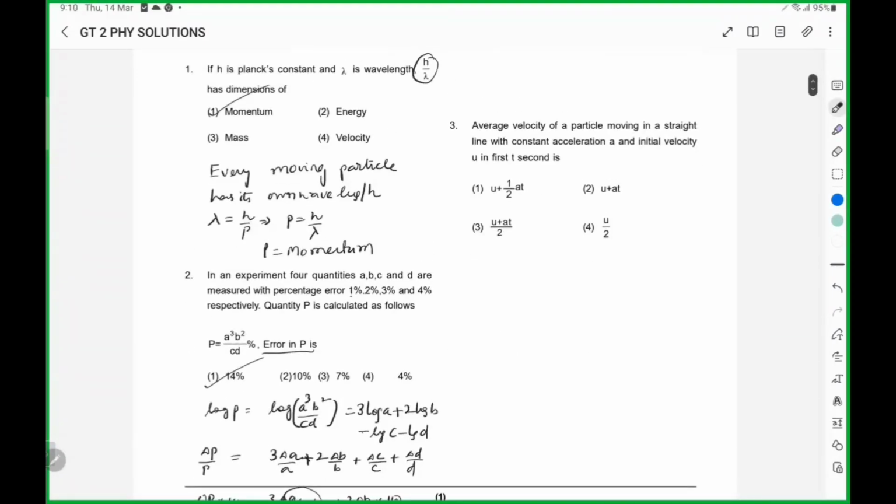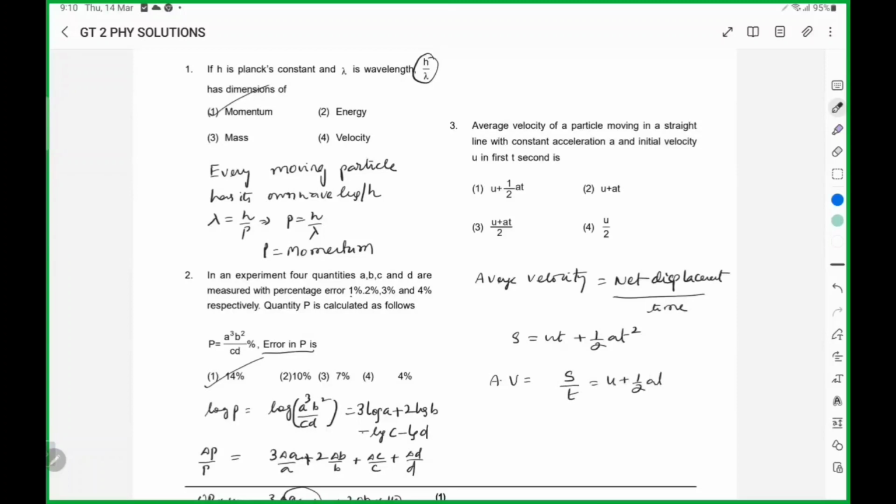Here, average velocity is net displacement by time. It's moving in a straight line with a constant acceleration, then displacement is ut plus half at square. So average velocity will be displacement by time, half u.